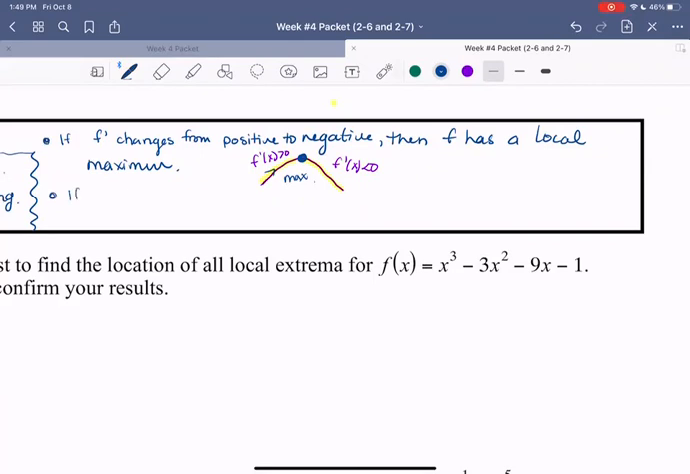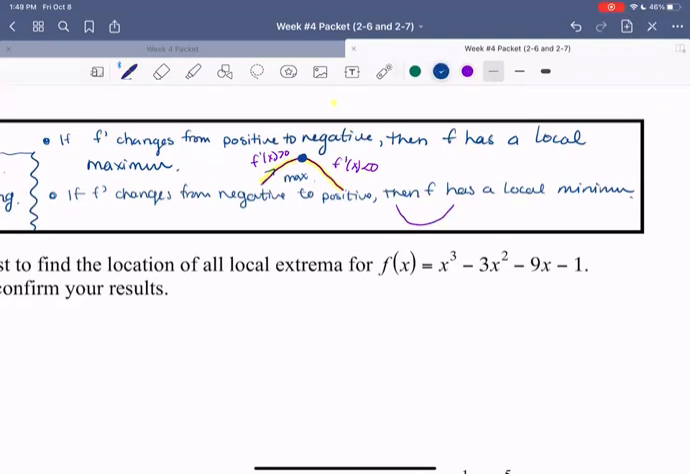The second part says if f prime changes from negative to positive, then f has a local minimum at that in-between point. So you can draw a little cartoon for yourself. So if our derivative is negative, we're decreasing, then positive, so we're increasing. So that in-between point is our local min.